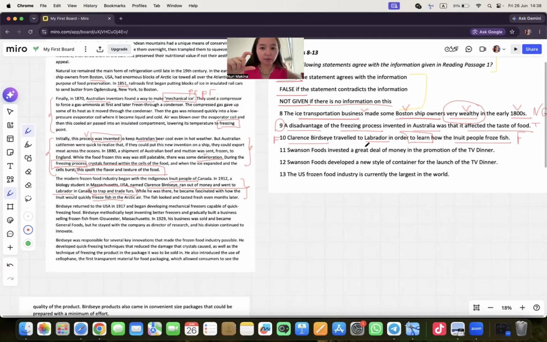As you can see, the difference between not given and false is that the information of the false statement is going to be different. In this case, it has different words. He didn't go there to learn, he went there to trade, to sell furs. So we can't mark it as not given. Not given is when you completely don't see anything. Okay, we got it. Next one, 11.